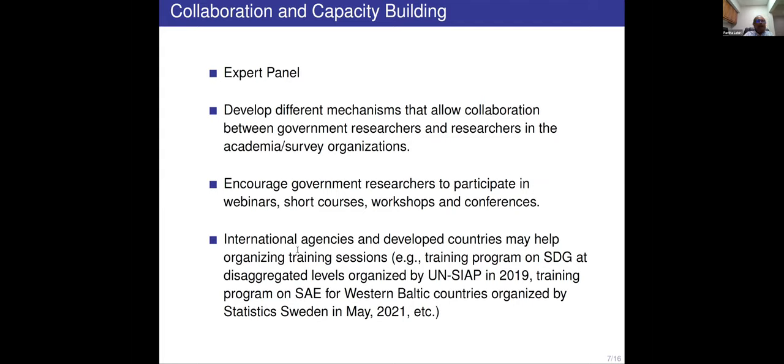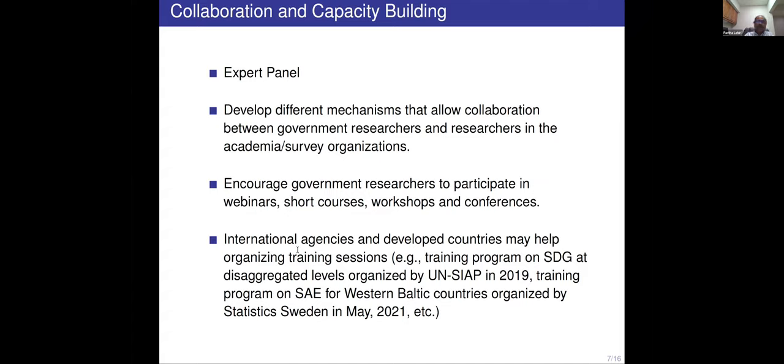And we can encourage government researchers to participate in webinars. There are lots of them these days. Short courses offered by different universities, and different conferences, workshops, et cetera, are a really great idea. And then international agencies like the United Nations and developed countries may help organize training sessions. And I'm familiar with some of them.